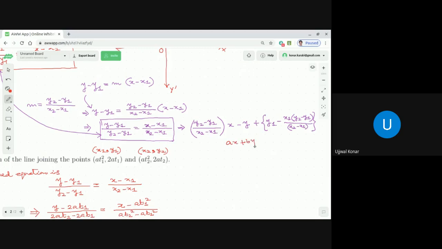This is in the form of ax plus by plus c is equal to 0, where a is equal to y2 minus y1 by x2 minus x1, b is nothing but minus 1, and c is nothing but y1 minus x1 into y2 minus y1 by x2 minus x1. So here also we see that you can express this equation in the form of ax plus by plus c is equal to 0. And you know, dear students, ax plus by plus c is equal to 0 is the general equation of a straight line.